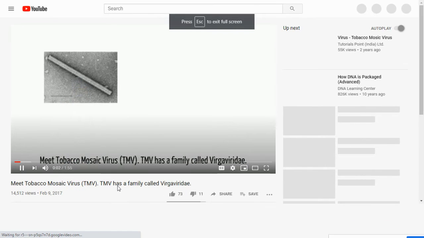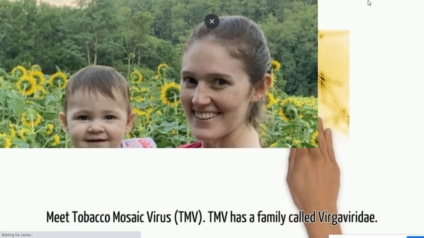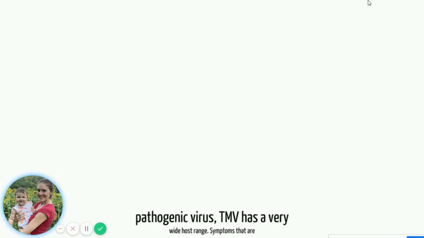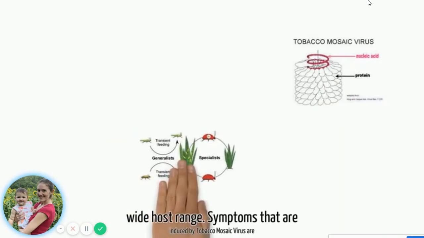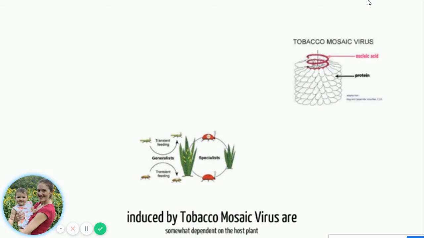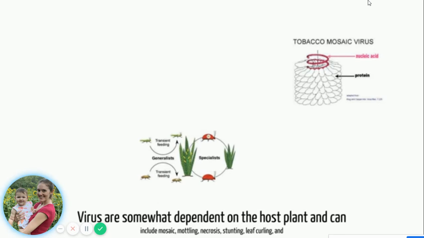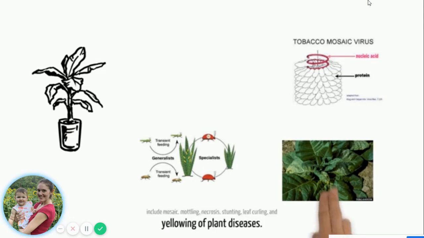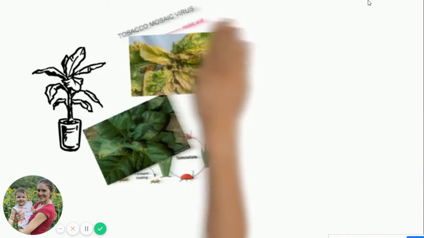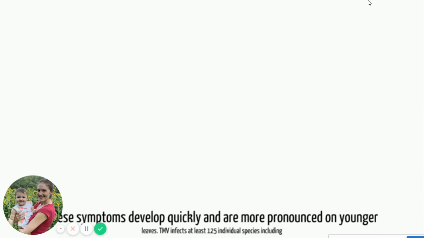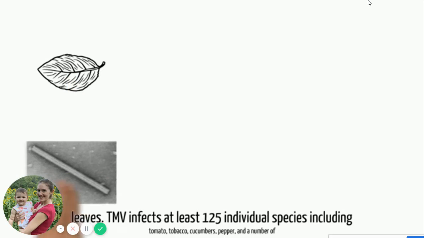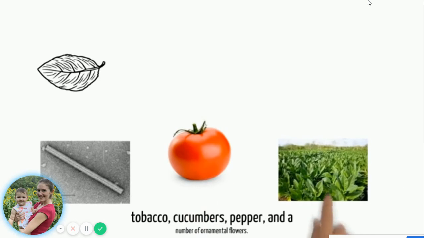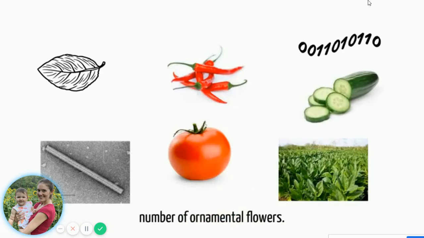Meet tobacco mosaic virus, TMV. TMV has a family called Virgaviridae. Like other plant pathogenic viruses, TMV has a very wide host range. Symptoms that are induced by tobacco mosaic virus are somewhat dependent on the host plant and can include mosaic, mottling, necrosis, stunting, leaf curling, and yellowing of plant leaves. These symptoms develop quickly and are more pronounced on younger leaves. TMV infects at least 125 individual species including tomato, tobacco, cucumbers, pepper, and a number of ornamental flowers.